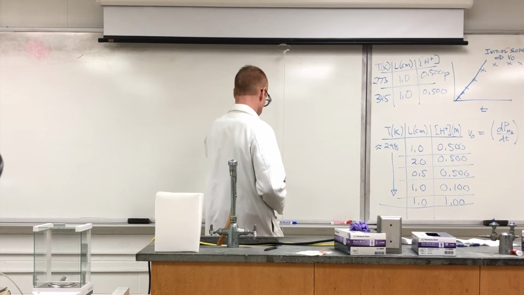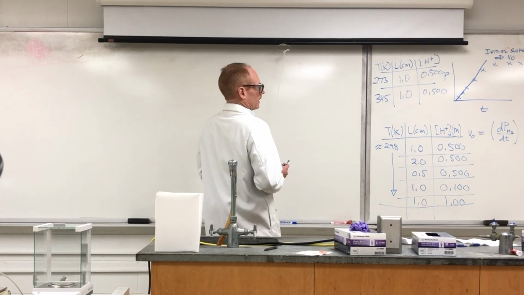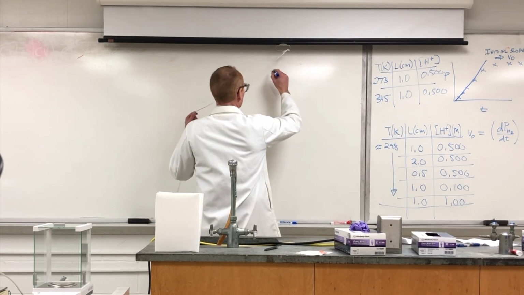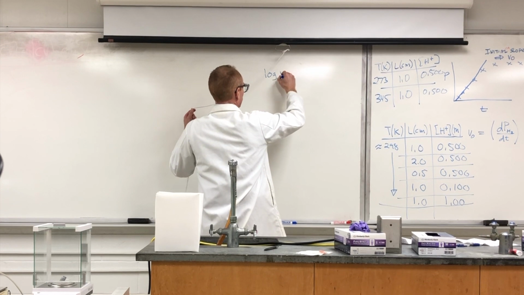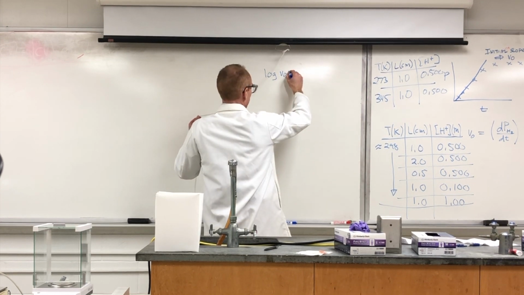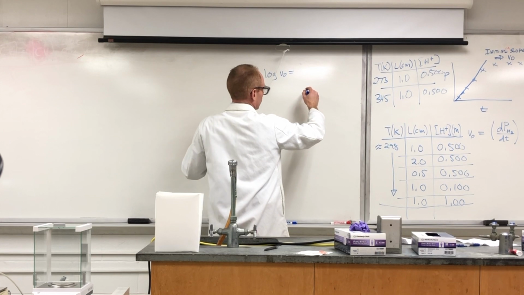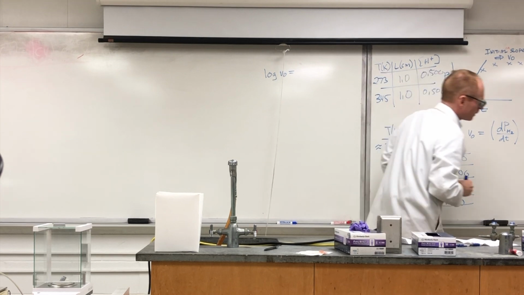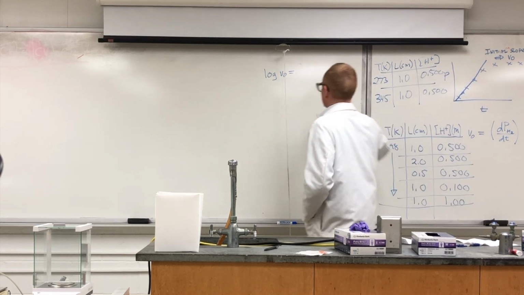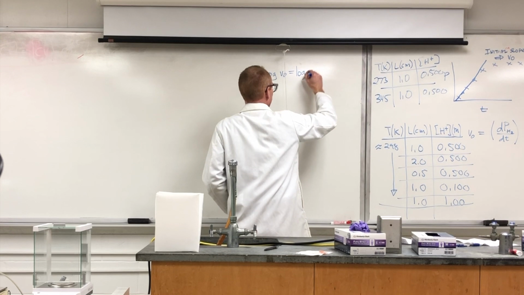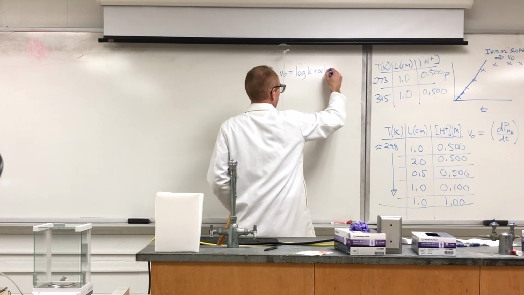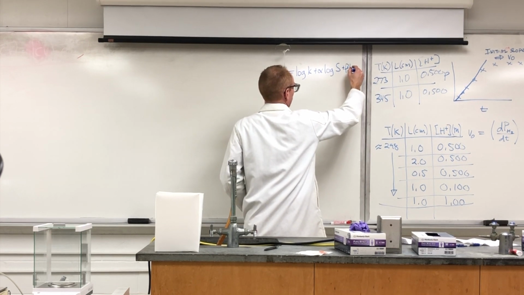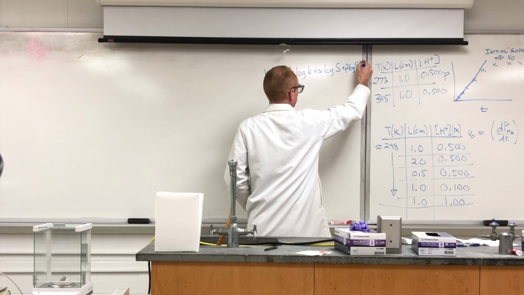The idea is as follows. If we take the logarithm of our rate expression, so log V naught, so again, V naught is something you get from the slope of your data, that's going to equal log k plus, yes, I have trouble with logs too. Log k plus alpha log s plus beta log your proton concentration.